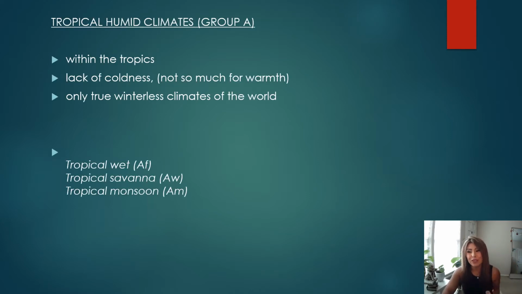So we're going to go through every single group. Yeah, so we're going to start with the tropical humid climates. So these climate zones are going to be the A group. Obviously, by the name, you can say that they're located within the tropics. They are noted for their lack of coldness, not so much for their warmth. When you hear tropical, you probably think warm, but in this case, they're more noted for their lack of coldness, okay? They are the only true winterless climates of the world.